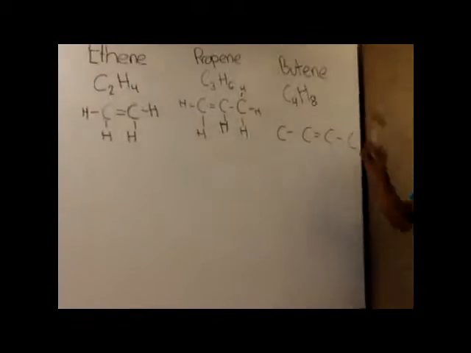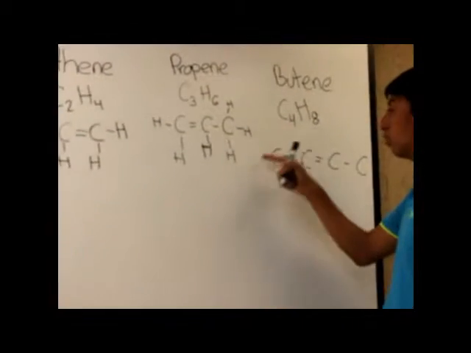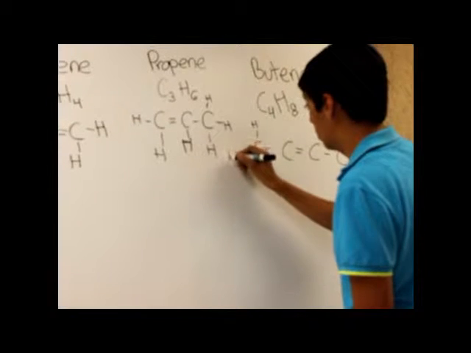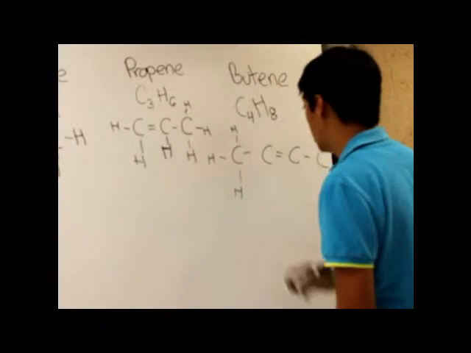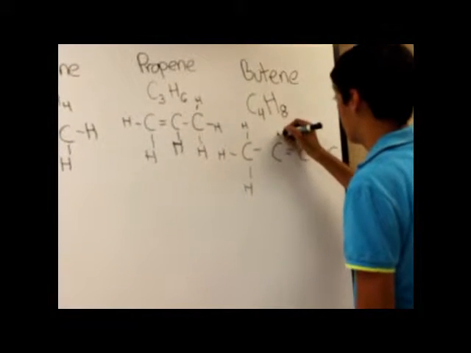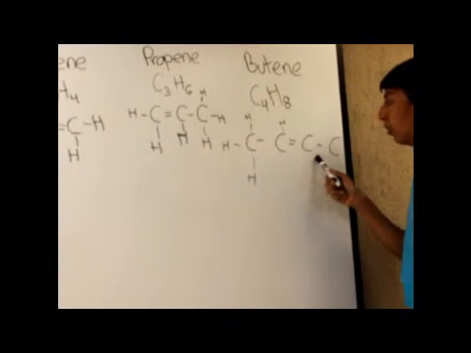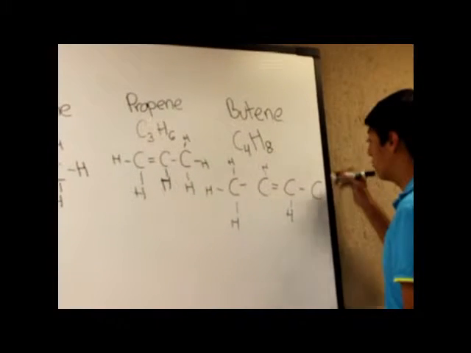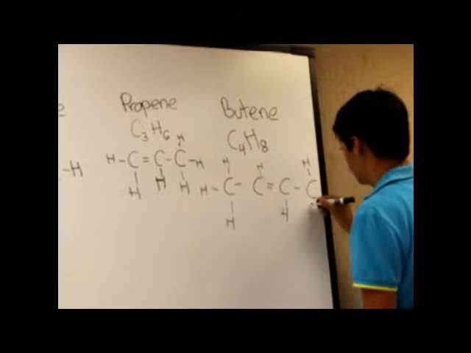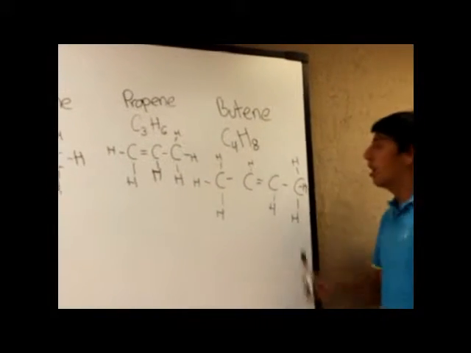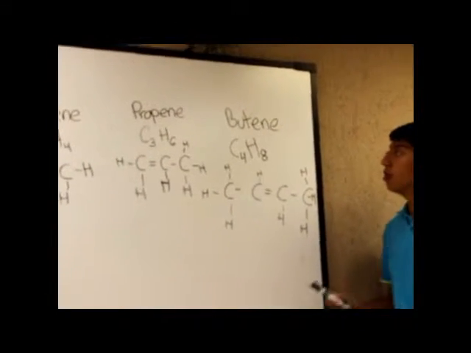Now we write the hydrogens. This one has 3 spaces left, so we write 3 hydrogens. This one has only 1 space left. This one also has 1 space left. And this one has 3. And here is the structural formula for butene.